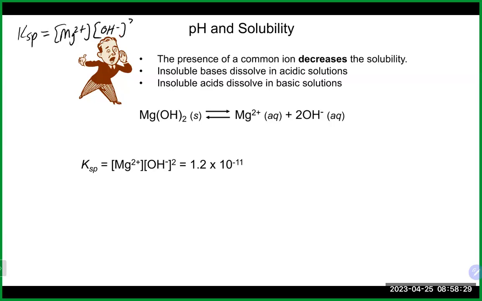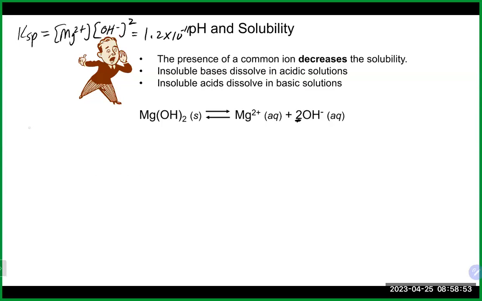And again, a reminder, we do need to square it because of the 2 that we see there. And that would equal our 1.2 times 10 to the minus 11. So if we ran through our ice table here to figure out the molar solubility of everybody, let us do that real quick. I'll actually get rid of that so I have a little bit more room.